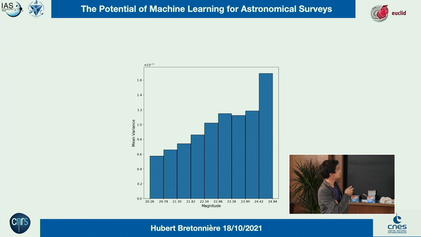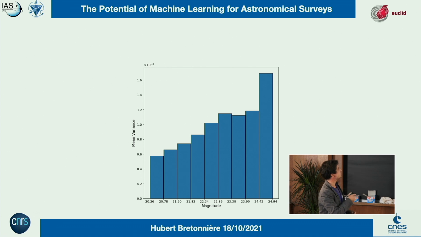Another interesting thing is to look at the mean variance of our prediction regarding the magnitude of the galaxies. Here again, you can see that the uncertainty increases with the magnitude, which is something we want. It's physically motivated that your prediction is more uncertain when you have fainter objects. This is something that we find in our model, and it's interesting to see that we didn't put any physical information in, just the raw images, and the uncertainty follows something that is physical.